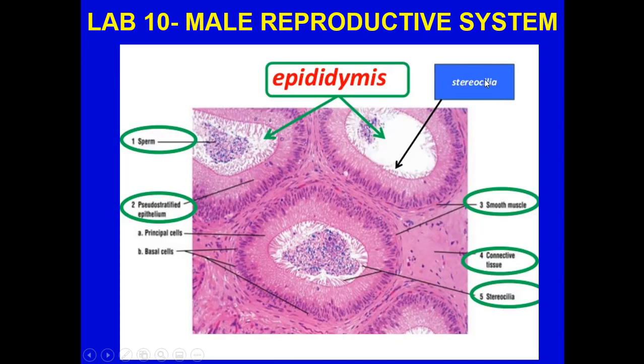This is another image that I wanted to take time to review. You see the stereocilia here. These are the tubes of the epididymis. In the center, these masses here are sperm. You have some pseudostratified epithelium here in the tubes. You have principal cells here and here and here. You have connective tissue in between the tubules, and you have stereocilia, which are there to help mature these sperm cells that are ready to go.